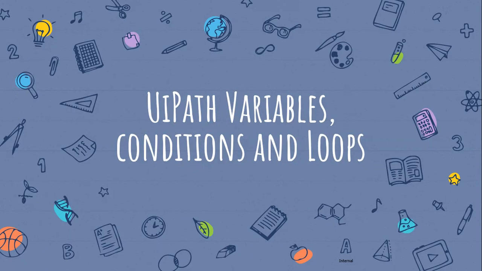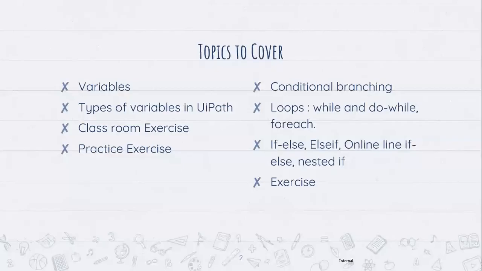So today what we're going to see is UiPath variables, conditions, and loops. We're going to see it in depth. Why are we focusing on basic things? Because with these basic things only you will be able to understand panels and how to use them. First we're going to see variables. You know variables, but we're going to recap here.